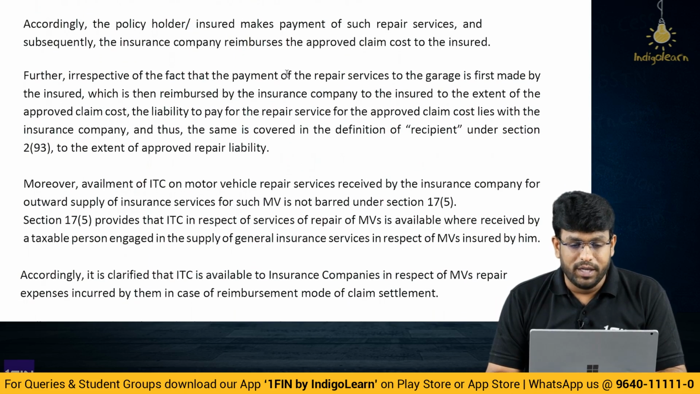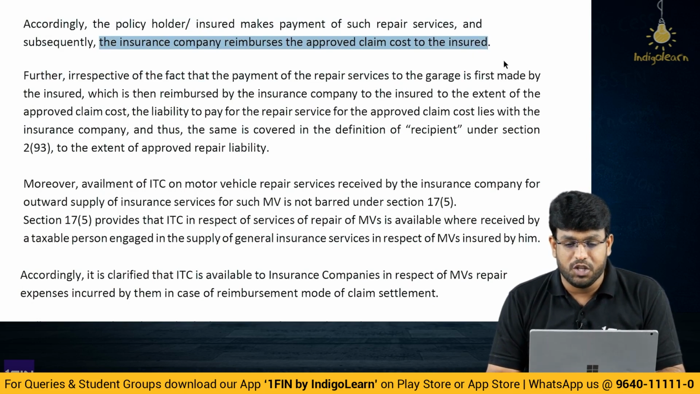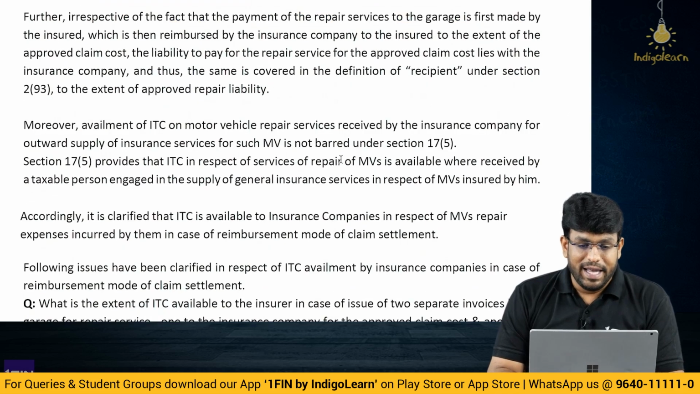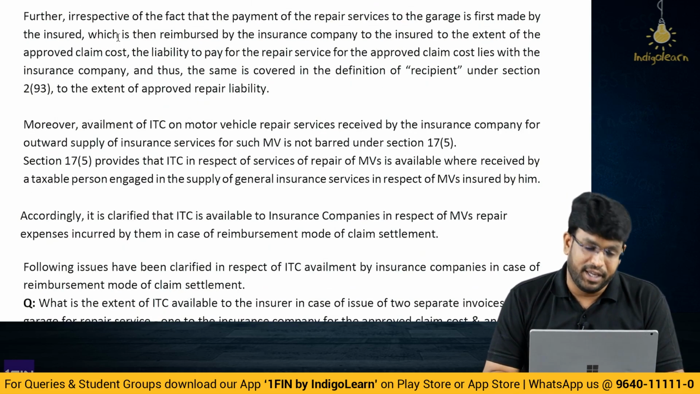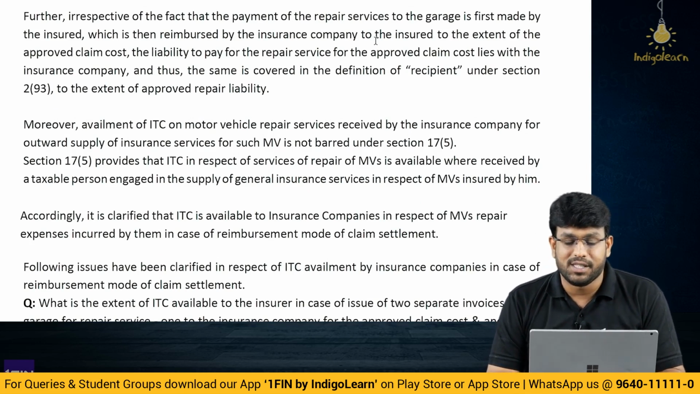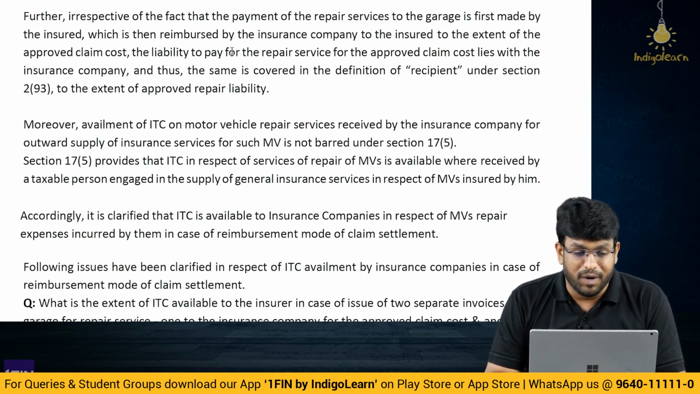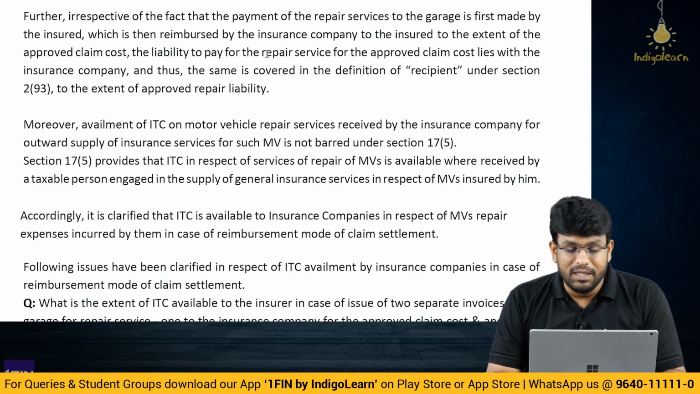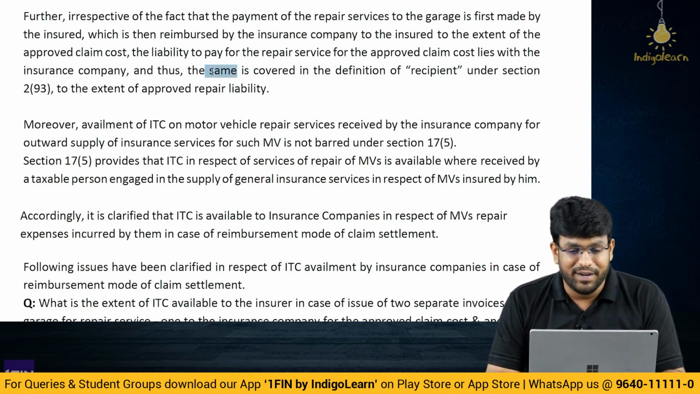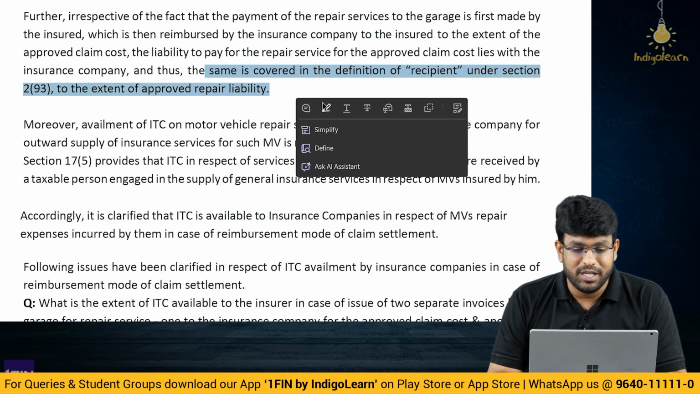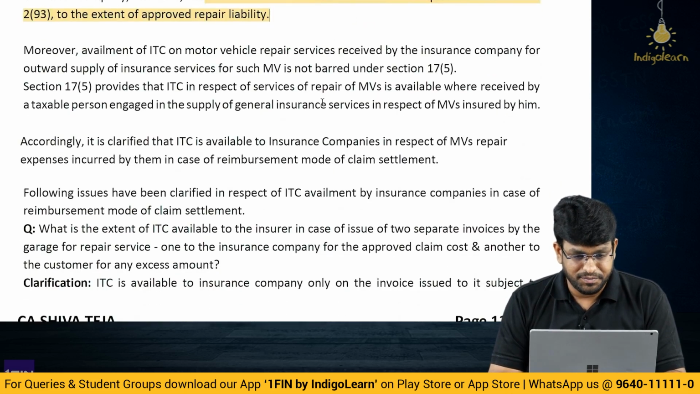Accordingly, policy holder makes payment for repair service and subsequently insurance company reimburses the approved claim cost to the insured. Further, irrespective of the fact that payment of repair service to garage is made by the insured and then reimbursed by the insurance company to the insured to the extent of approved claim cost, the liability to pay for the repair service for the approved claim cost lies with insurance company only, and thus they are covered in definition of recipient to the extent of approved repair liability.